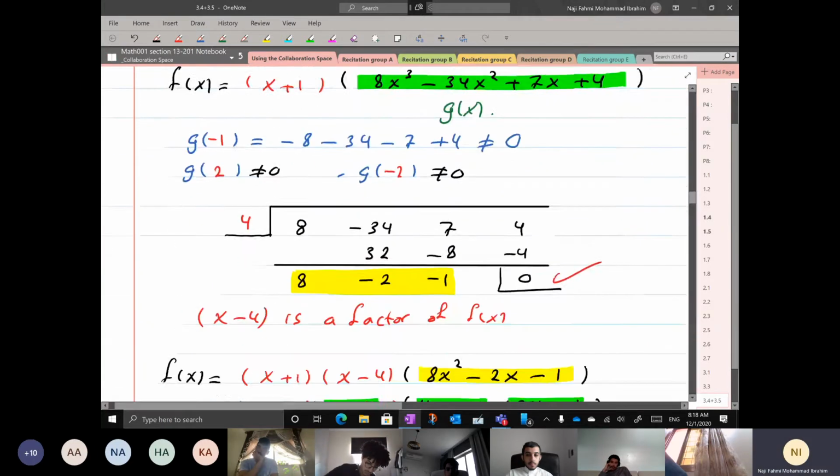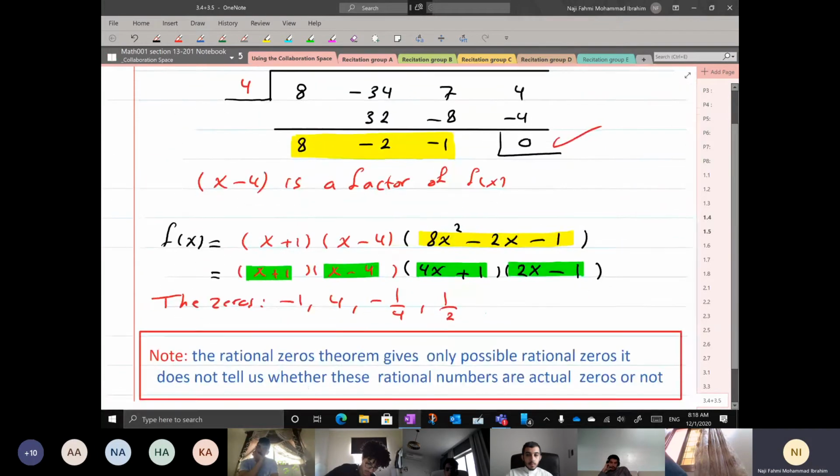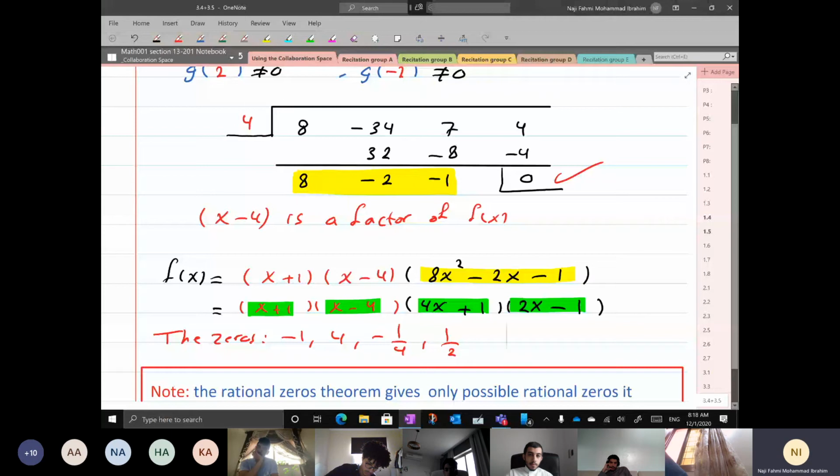But why didn't I check the remaining? Because factoring made things easier for me. Is it easier for you to factor or to search for the zeros one by one? To factor. Yes, factoring is easier here. Any other questions? Fine.